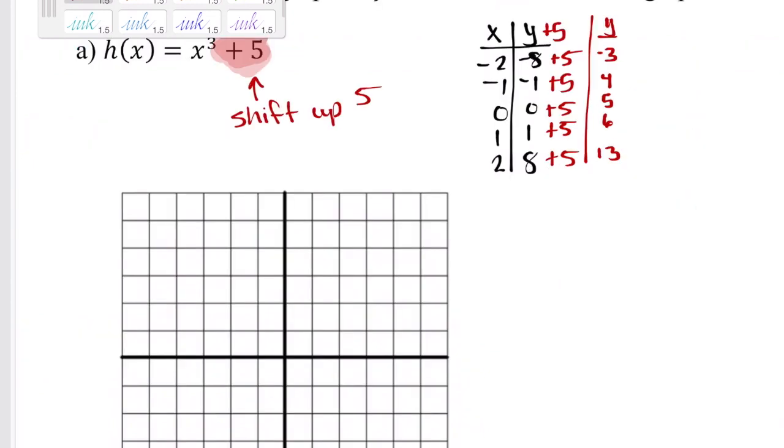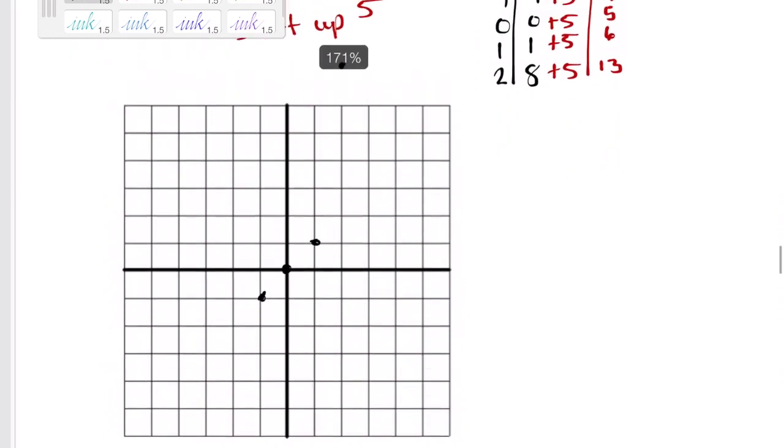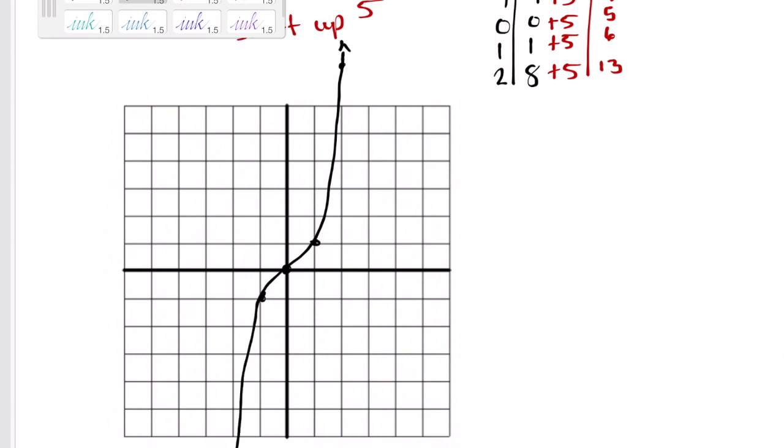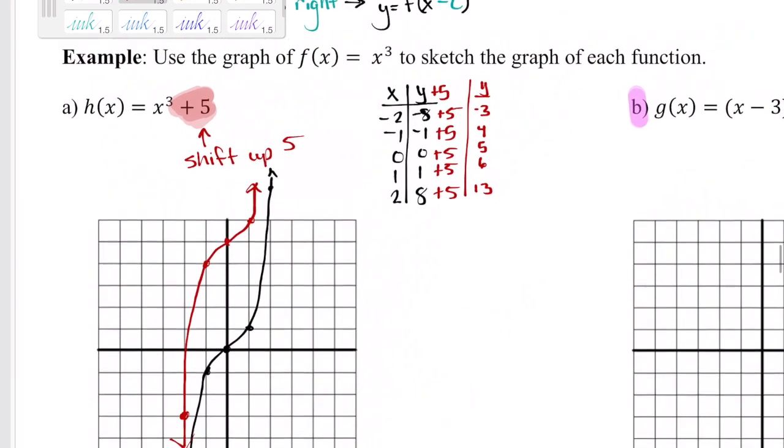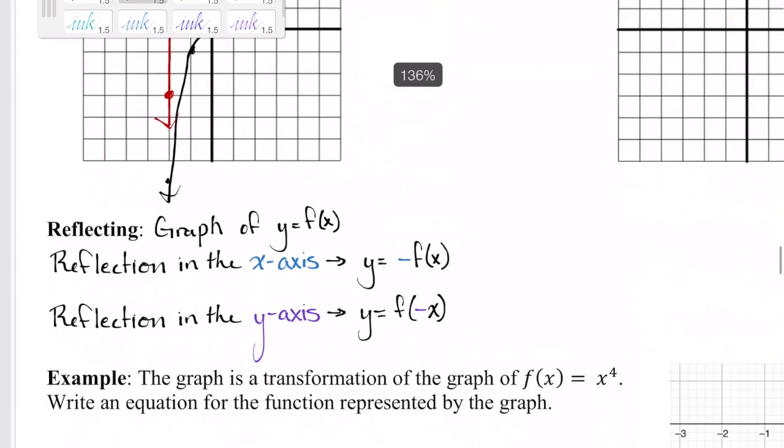So I can show you the graph of what it originally was. This would have been our parent function. And now we've just shifted everything up 5 units. I'm not really going to be able to fit everything on the graph, but that's totally okay. And so our red function is the new one, just shifted up 5 units.